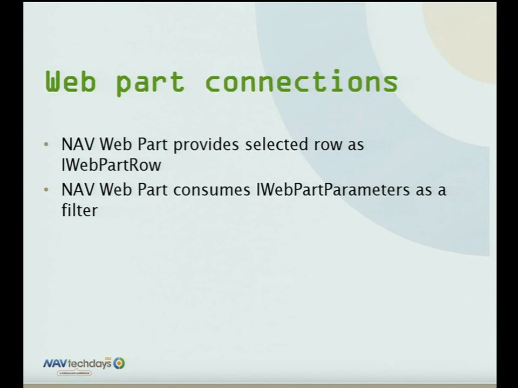And now I will talk a little bit about the web part connections. So what we provide is sending the selected row in our web part. And if you are familiar with SharePoint web part connection, it is the interface IWebPartRow that we are sending, and you can consume it in your own web parts. And for consuming, we use IWebPartParameters, which is used as a filter.